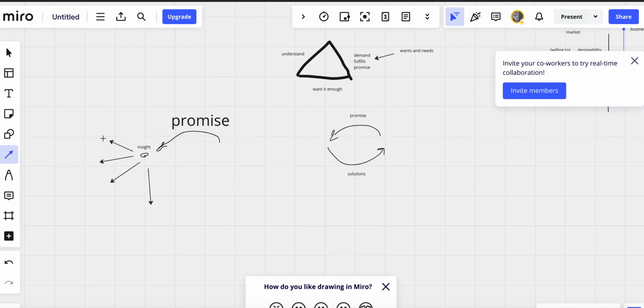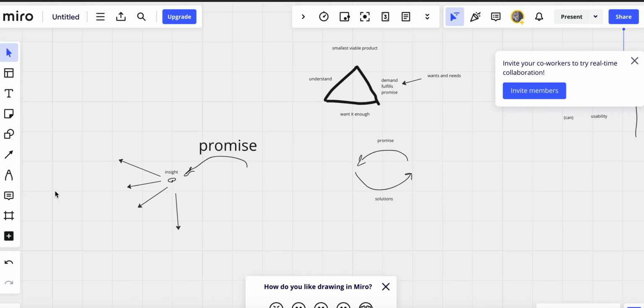So you and I might come across the same insight about customers, and you might have one solution that comes to mind, and I might have another. We might each explore 3 to 5 different solutions and come up with different iterations and ways of serving that particular market.